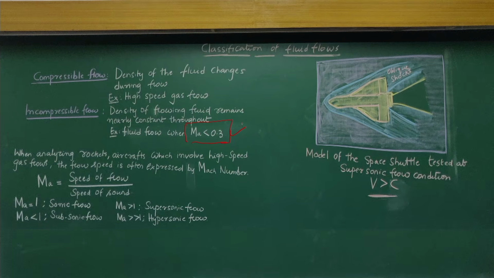A very simple way to know whether a flow is compressible or incompressible is to find out what your maximum velocity in the flow field could be. The ratio of the maximum velocity divided by the speed of sound will tell us whether the flow is compressible, or whether we can consider it as incompressible flow.